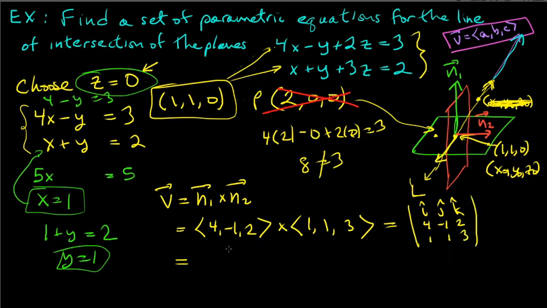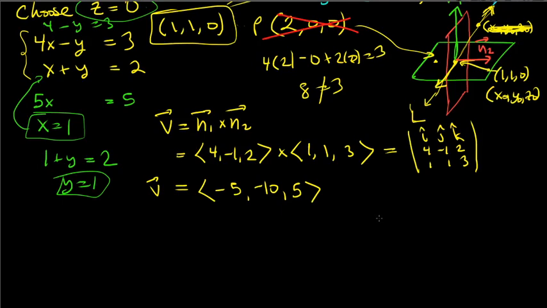So now for the determinants, you get for the i component, negative 3 minus 2 is negative 5. For the j component, you get 2 minus 12 is negative 10. And then 4 plus 1 is 5. So you can use that as your direction vector if you want, or just notice that everything's a multiple of 5. So in fact, you can divide by -5, and you just get 1, 2, -1.